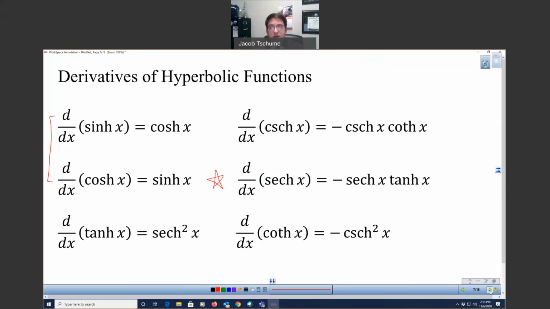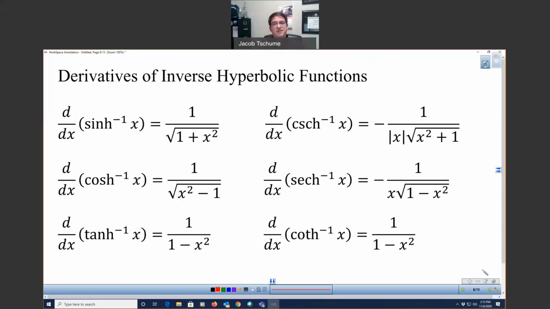And then the other thing you covered in Calculus 1 was how to take derivatives of inverse trig functions. Well, hyperbolic also exists in the inverse trig world, so you will need to know these 6 rules as well. So let's kind of run through these because they don't match up really very well with the normal inverse trig that you learned in Cal 1.